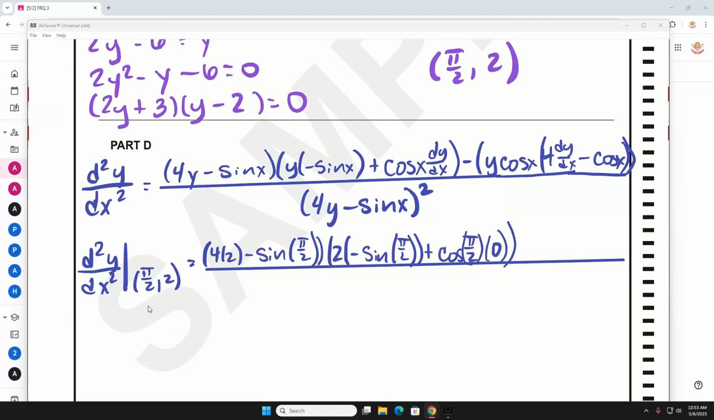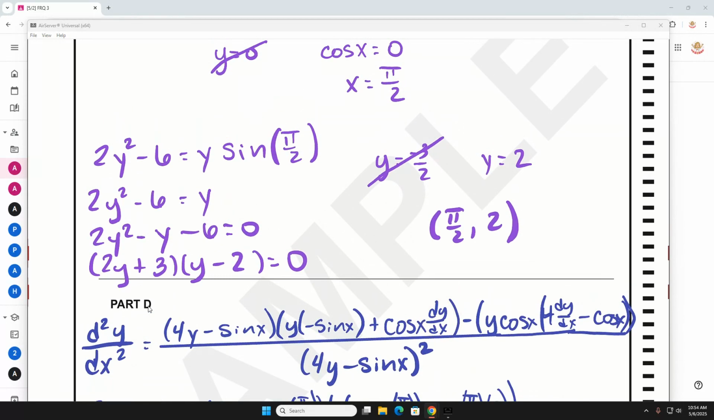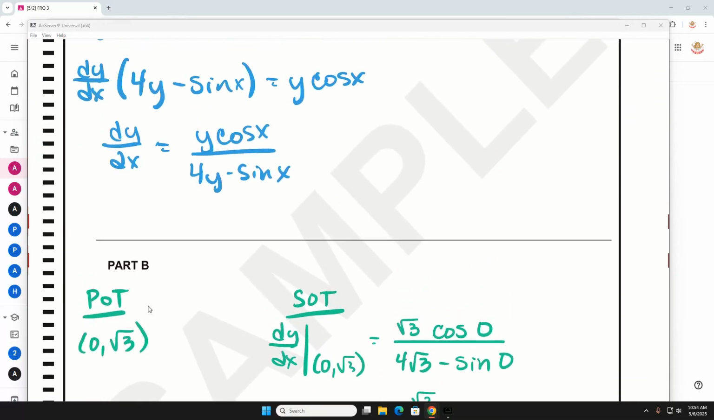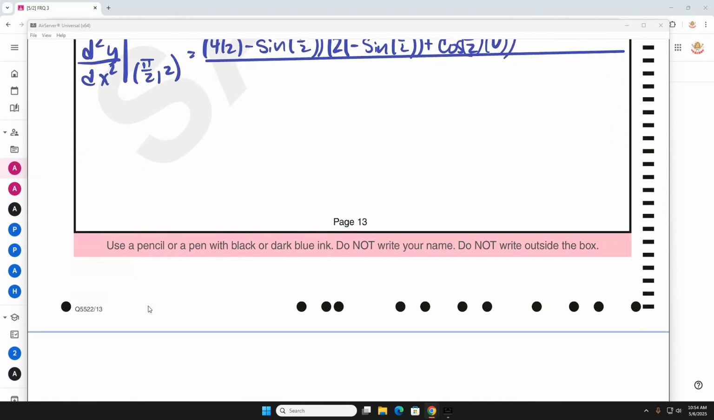That's going to be 0. Now, if we didn't have a point we were plugging in, like if we were just finishing the second derivative, what would we put in for dy dx? I'll come back to that 0 in just a second. If we were finishing this problem without a point, what would we put in for dy dx? We would put the y. Yes, ma'am. We would put this in. And then it would get kind of crazy.